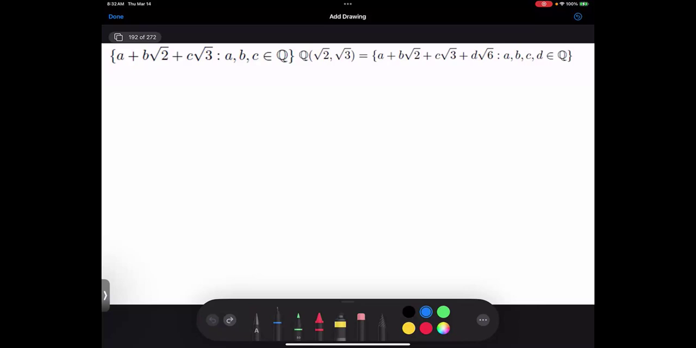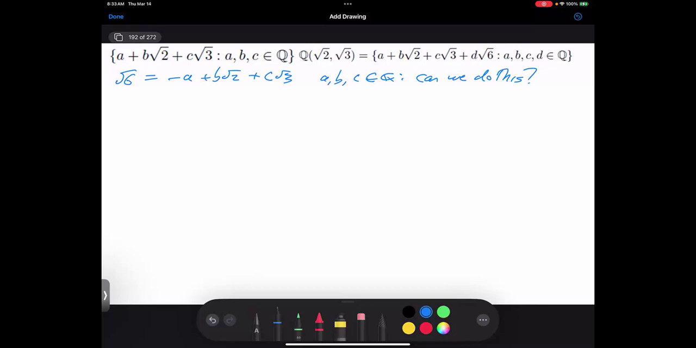So clearly, it's enough to determine: can we write the square root of 6 as, say, negative a plus b root 2 plus c root 3, with a, b, c in Q? Can we do this? I'm just writing it as negative a because that's going to make the output a little bit easier. It doesn't really make much of a difference. Let's go through and see if we can solve this.